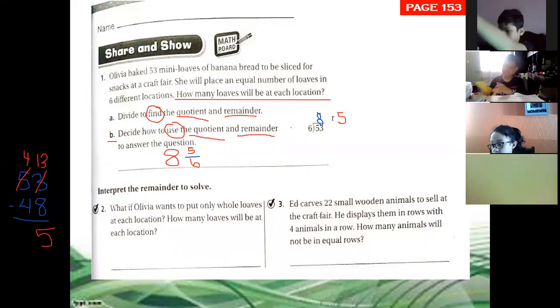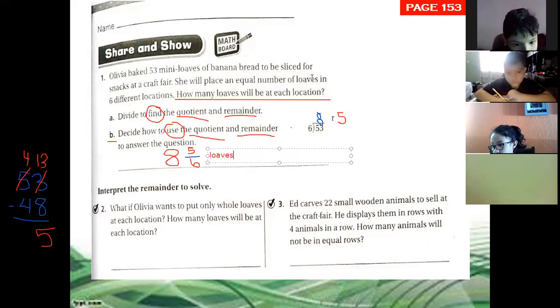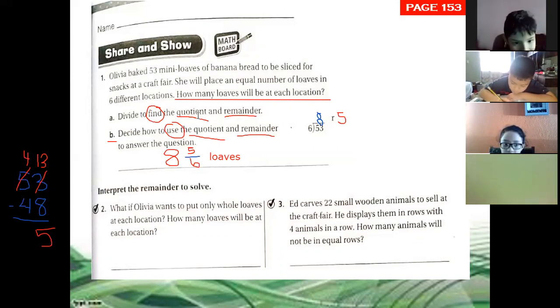8 and 5/6 loaves. Like that. And this is how she divides the 53 mini loaves into 6 equal groups, okay? Now, second problem.